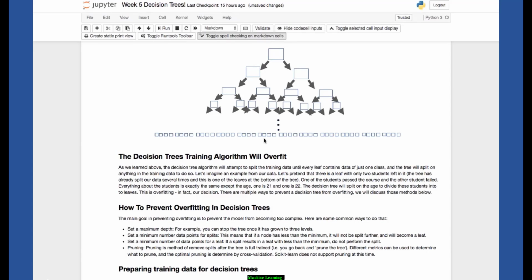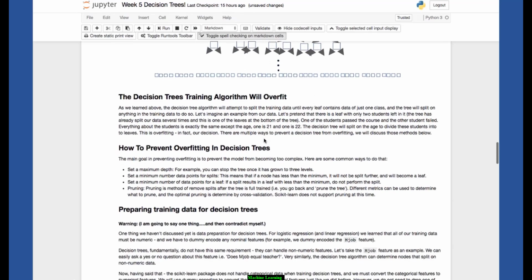Well, in general with preventing overfitting, what we're trying to do is prevent the model from learning too much from the training data, right? We're trying to prevent it from learning spurious correlations. So there are some ways to do that with a decision tree, and these are the most common ways.